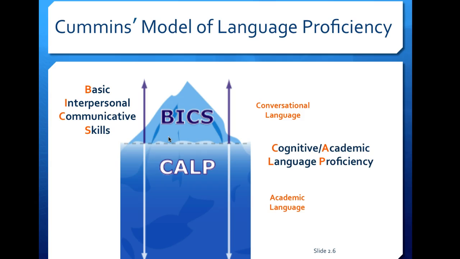There are a variety of iceberg models. We'll use this one for the purposes of this presentation. On the top of the iceberg, you'll see basic interpersonal communicative skills, and we call that BICS. That's the everyday language that you see. Underneath the water, where the large part of the iceberg lies, you'll see the cognitive academic language proficiency. So you look at the difference here between conversational language at the top of the iceberg and academic language at the bottom of the iceberg.